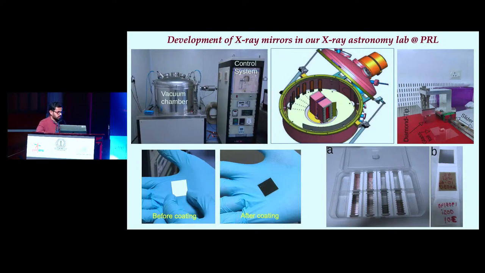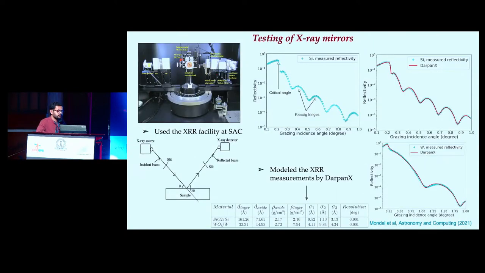These are the setups in our lab at PRL to produce these X-ray mirrors. These are some X-ray mirrors with different parameters. We have tested these mirrors using the XRR facility, the X-ray reflectivity facility, and then we analyzed the data using our DarpanX code, and this is shown here in this figure.